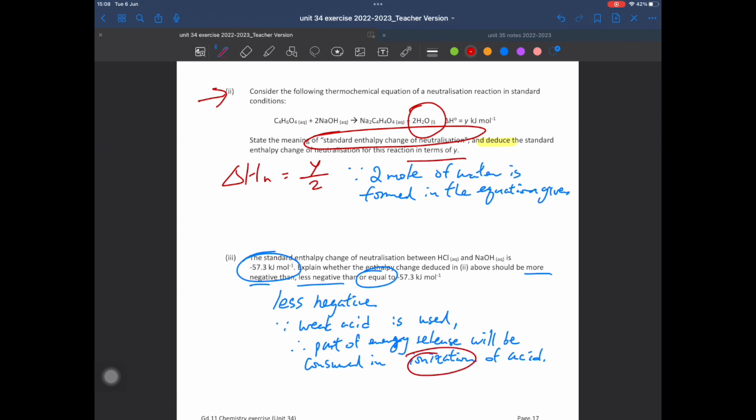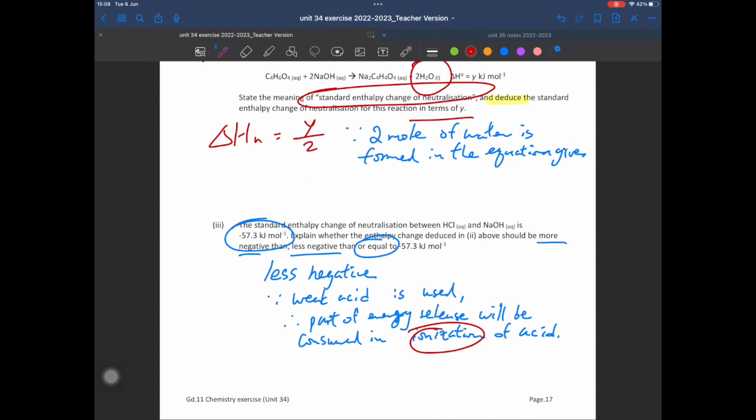So you should be careful. They have a strict requirement for the word ionization. Those students who mention dissociation will not be given marks.